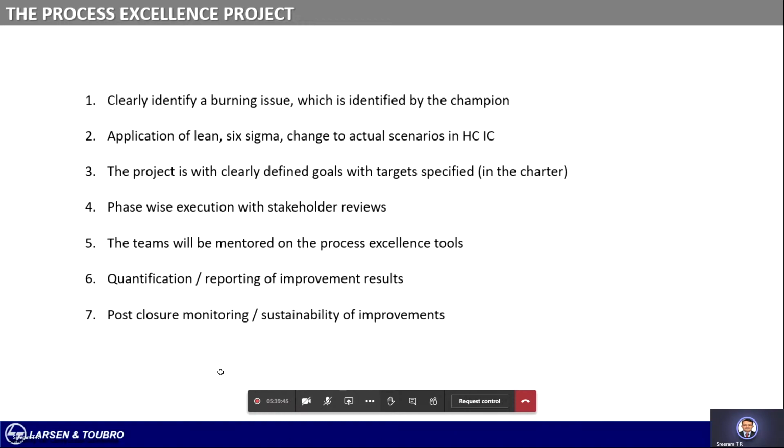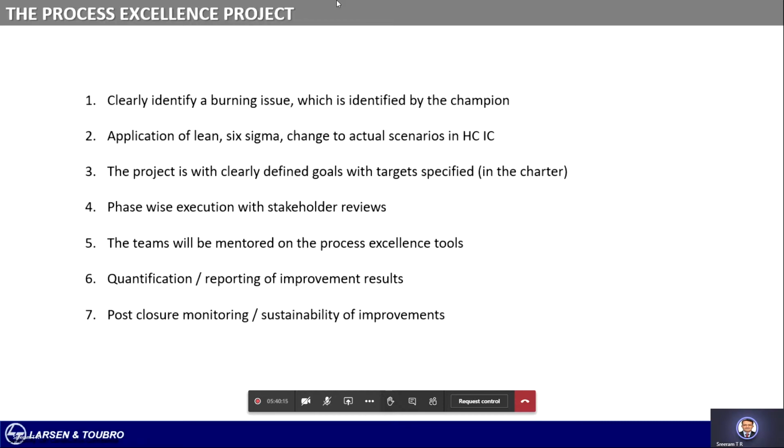And the teams, I will be mentoring the teams on the use of process excellence tools after this training, so that you get more hands-on in terms of the set of tools that we talked about today, and beyond that as well. And how do we quantify and report the improvement results, and that's something which we will discuss. And the format, I'm not really worried about the way in which this reporting is going to be done. We can look at various options.